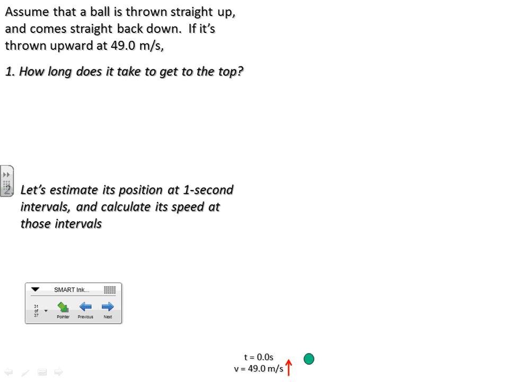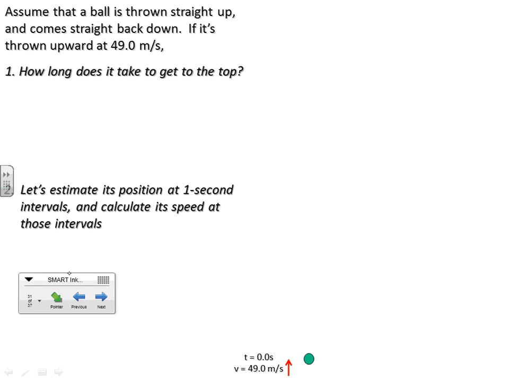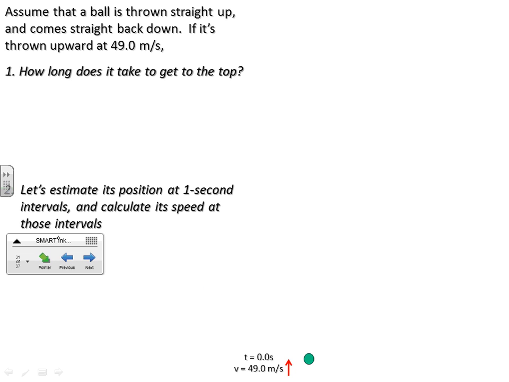So, yeah, this is really the last part of this unit, and we're dealing with a special kind of situation where an object is thrown straight up and comes straight back down. I'm going to give you this initial condition: it's thrown upward at 49 meters per second. Just for this slide, let's assume that g is just 9.8 meters per second squared. We're going to drop the 1.